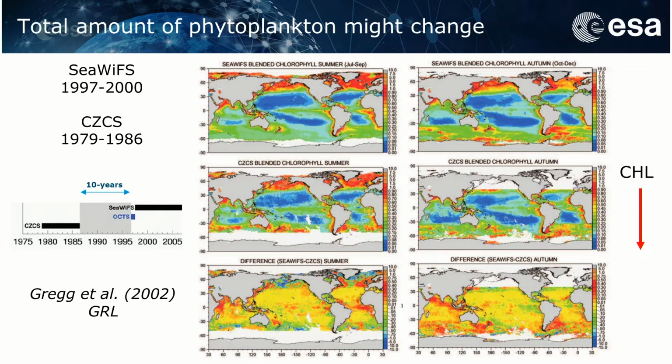So what Watson Gregg did in 2002 is he used in situ observations to bridge these two types of data sets and looked at chlorophyll from SeaWiFS during a 3-year period, 97 to 2000, and CZCS 79 to 1986. So we have our SeaWiFS at the top, CZCS here for 2 different seasons, and then looked at differences between the two. And he and his co-authors concluded that chlorophyll had declined over this period. So there was a reduction in chlorophyll. You can see it's generally lower in these top 2 images, as reflected in the bottom one.